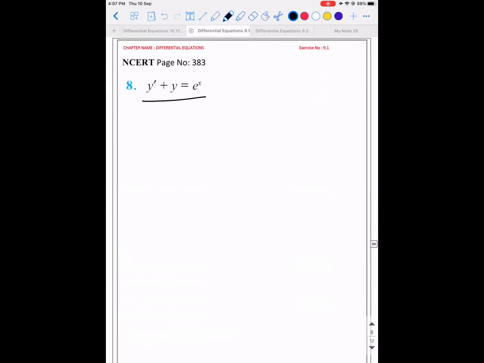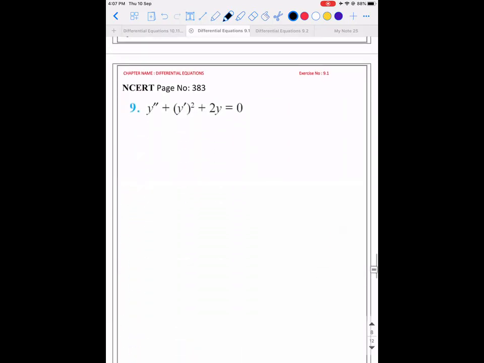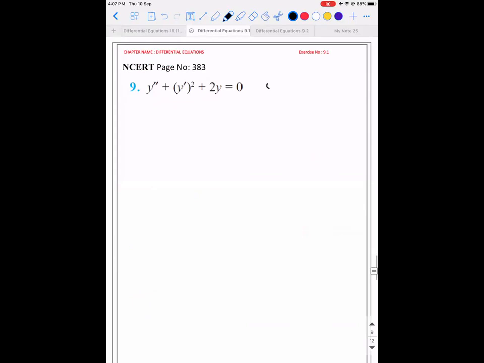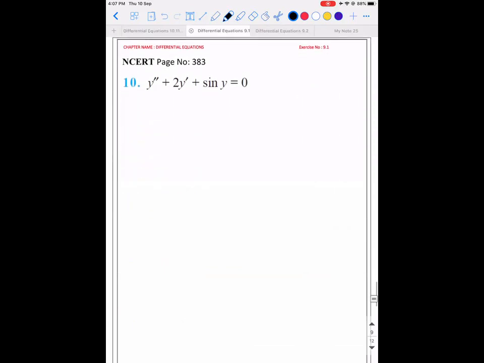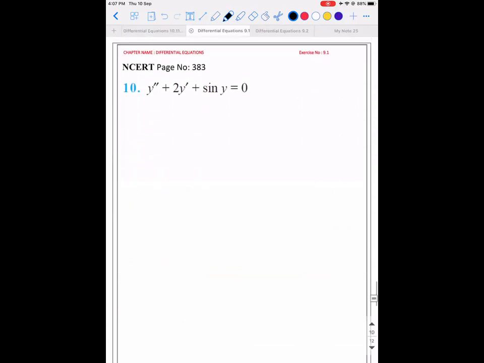This thing: order 1, degree 1. Next: order 2, degree 1, that's right. Y double dash, this thing: order 2, degree 1.